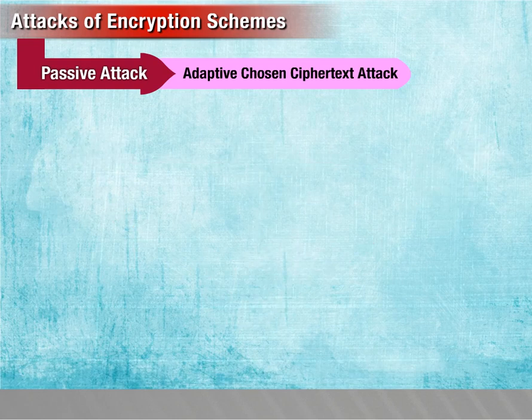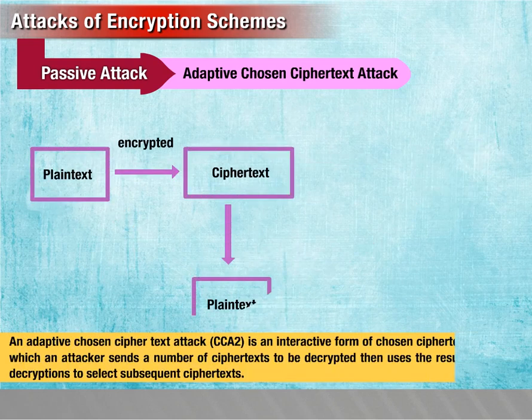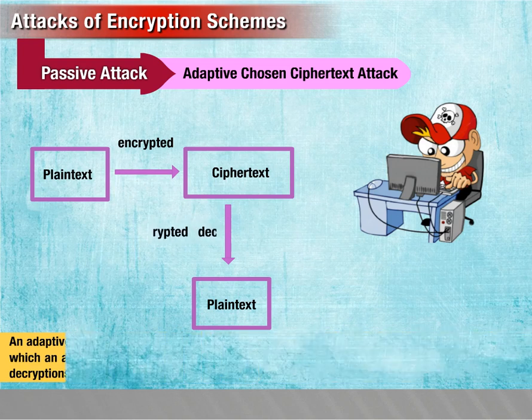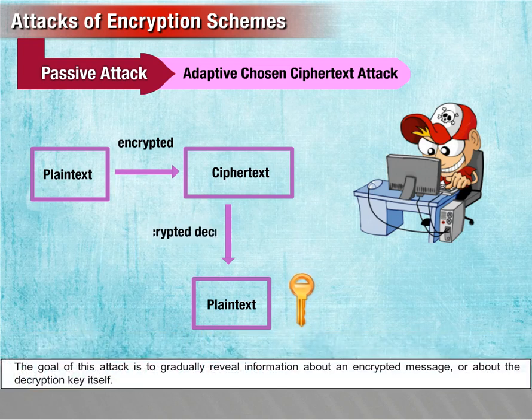Adaptive chosen ciphertext attack. An adaptive chosen ciphertext attack, CCA2, is an interactive form of chosen ciphertext attack in which an attacker sends a number of ciphertexts to be decrypted, then uses the result of these decryptions to select subsequent ciphertexts. The goal of this attack is to gradually reveal information about an encrypted message or about the decryption key itself.